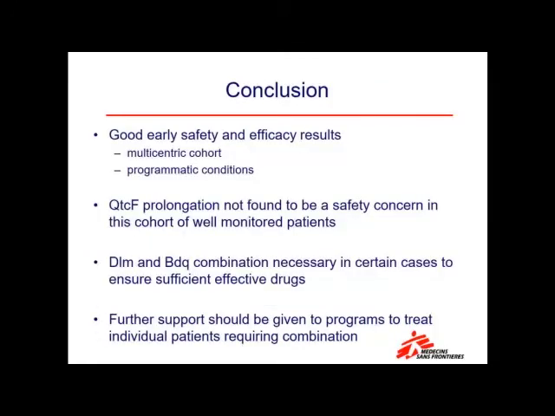So in conclusion, these show good early safety and efficacy results in difficult to treat patients with second-line resistance and previous treatment. It's a multi-centric cohort from different programmatic conditions. QTcF prolongation was not found to be a safety concern in this cohort of well-monitored patients. Delamanid and bedaquiline combination is certainly necessary in many patients who don't have enough effective drugs. And we think that further support should be given to programs to treat effectively these patients that require a combination.